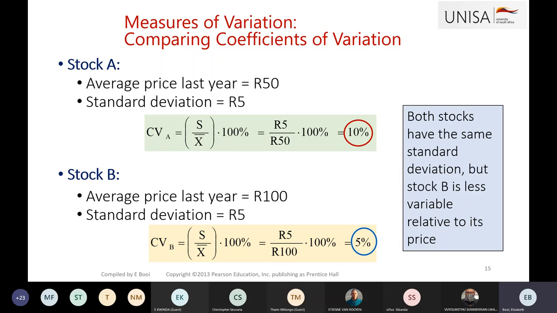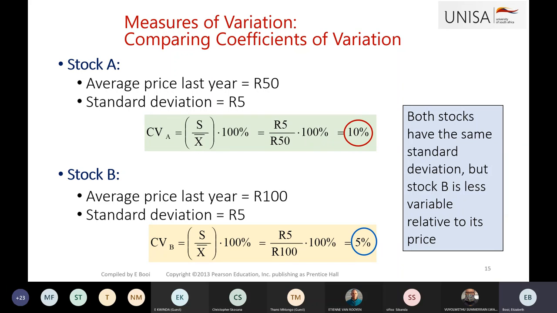Then we have stock B. The average price last year for stock B was 100 rand. The standard deviation, same as stock A, was 5 rand. Calculating the coefficient of variation, 5 divided by 100 multiplied by 100% gives us 5%. If you realize both of these stocks have the same standard deviation, but stock B is less variable, has less variation, a relative variation than stock A. So it means the distance between your values over the year are closer to the average.